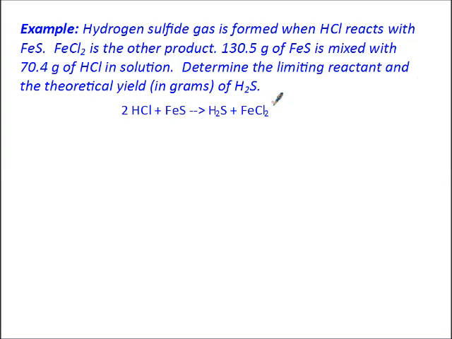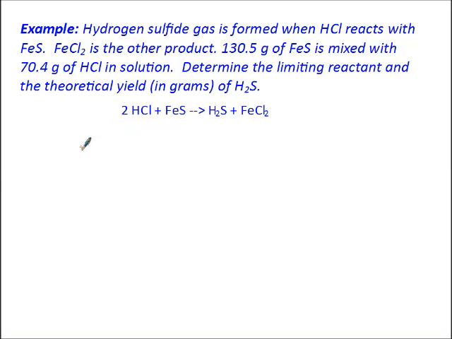And we've talked about s'mores already. So here's the example we're going to try. If I have hydrogen sulfide gas, it is formed when HCl reacts with FeS. Iron chloride is the other product. If I have 130 grams of my iron sulfide mixed with 70.4 grams of hydrochloric acid in a solution, I want to figure out the limiting reactant and the theoretical yield of the H2S.